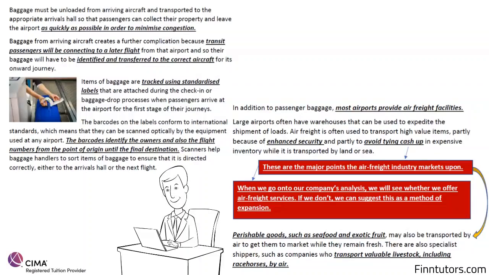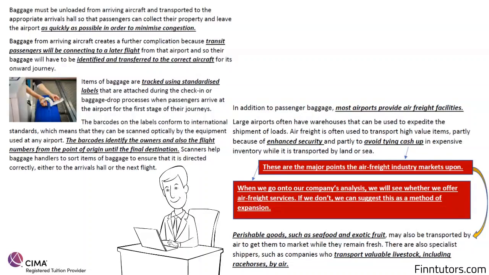Items of baggage are tracked using standardized labels. The barcodes on the labels conform to international standards, which means that they can be scanned optically by the equipment used at the airport. The barcodes identify the owners and also the flight numbers from the point of origin until the final destination. So as you can see, this is a very intricate system, and it has to be very seamless, because if one thing goes wrong, it's going to be a stack of dominoes and it could be a big problem for the business to function correctly even if one system malfunctions.